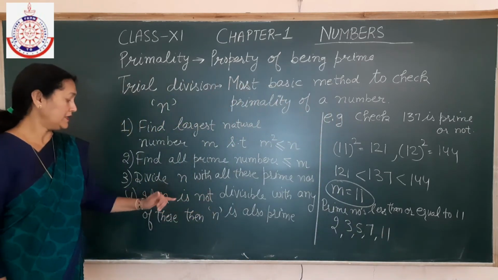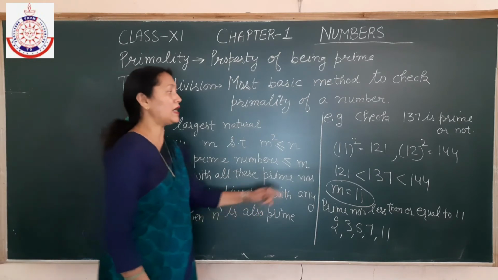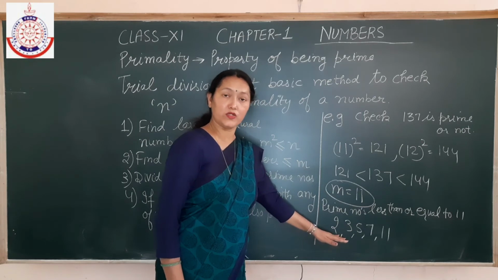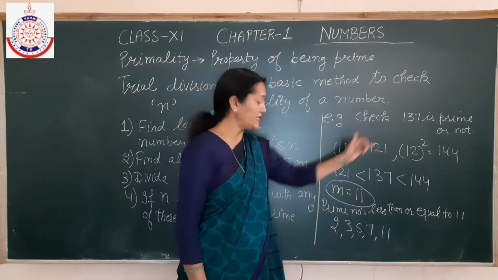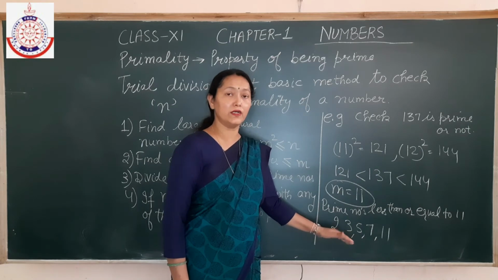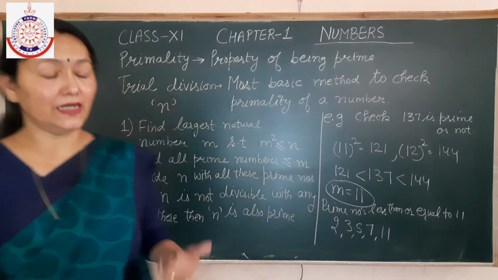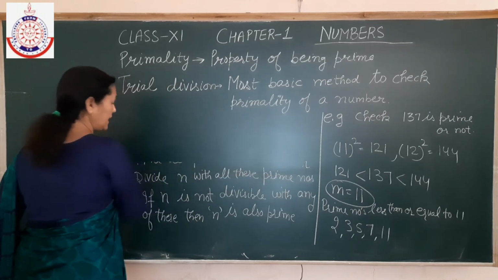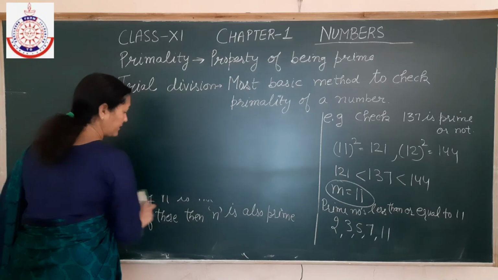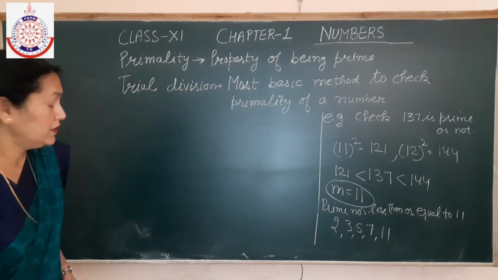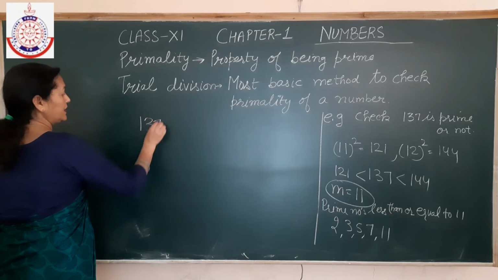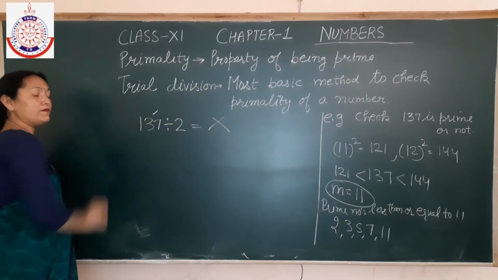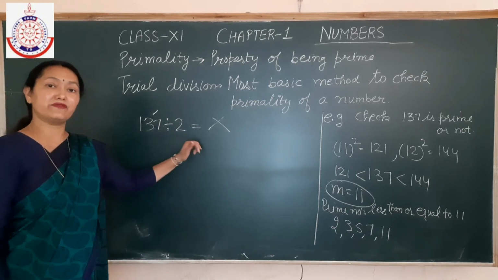Second step done. Third step, we have to divide our given number 137 by all these numbers. So one by one we'll check whether 137 is divisible by all these numbers or not. If it is divisible, then it will be a composite number. In case it is not divisible, then it will be a prime number. 137 divided by 2: not possible because it's an odd number. An odd number can never be divisible by 2.